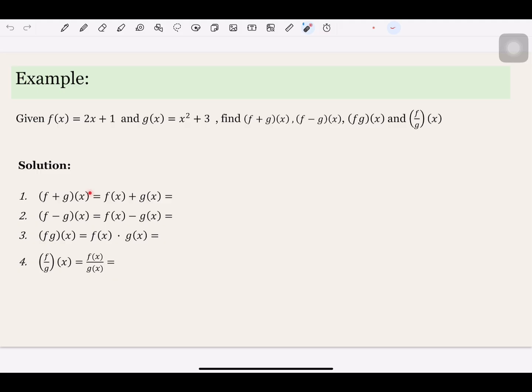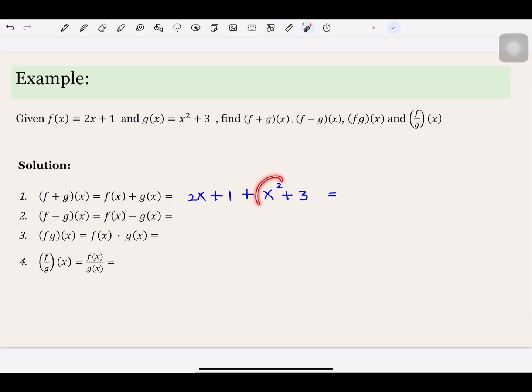Let's first take the sum of two functions, which simply means you have to add the two functions. You have to take f(x) and add it to g(x). So f(x) is equal to 2x plus 1 and g(x) is equal to x squared plus 3. And then you have to simplify this. Simplifying an expression like this means you have to combine like terms.